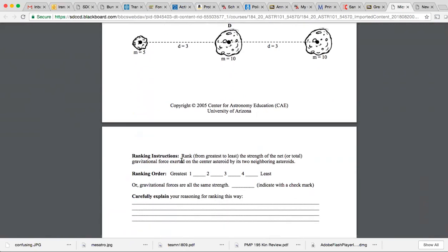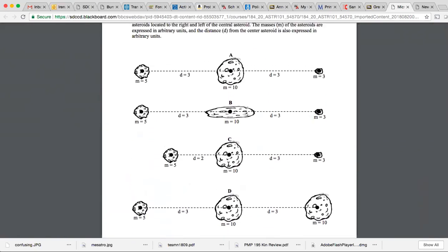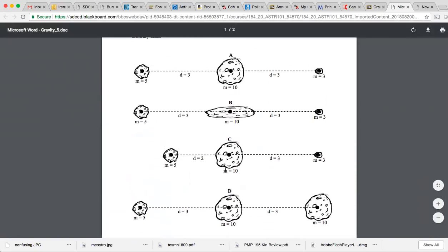Okay, so do you understand what they're asking? Which diagram would have the most net force exerted on the center asteroid by its 2 neighboring asteroids. So it's asking you, this asteroid is in the middle, right? Which one feels the greatest net force? And just to help you a little bit, if you're thinking about this center asteroid, what is happening to this asteroid? What does it feel?